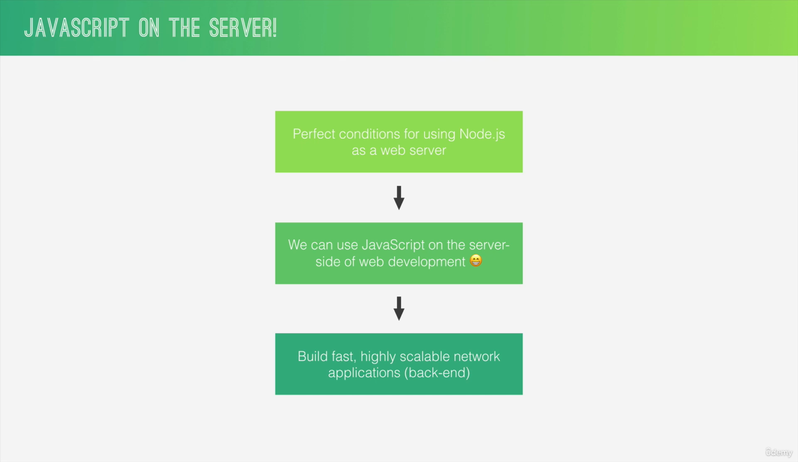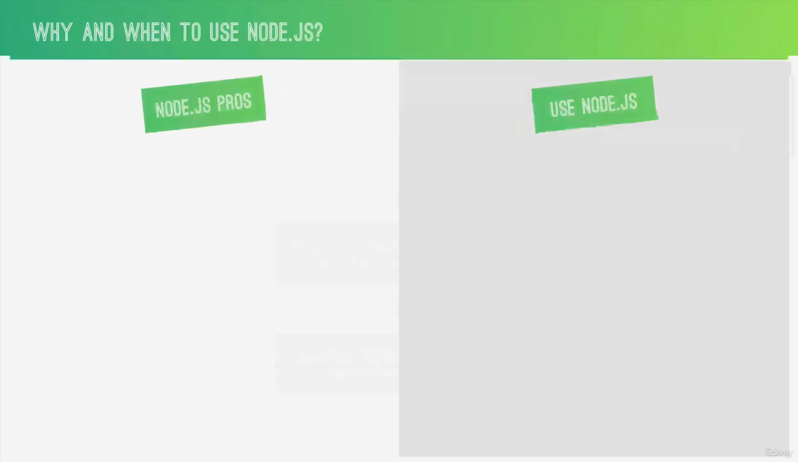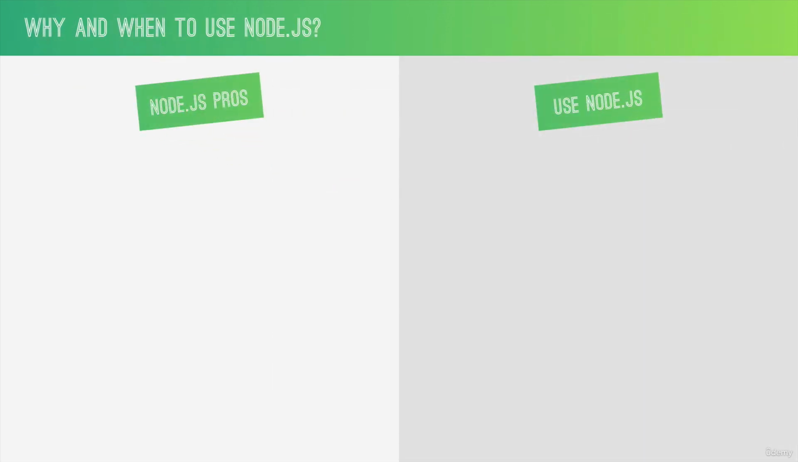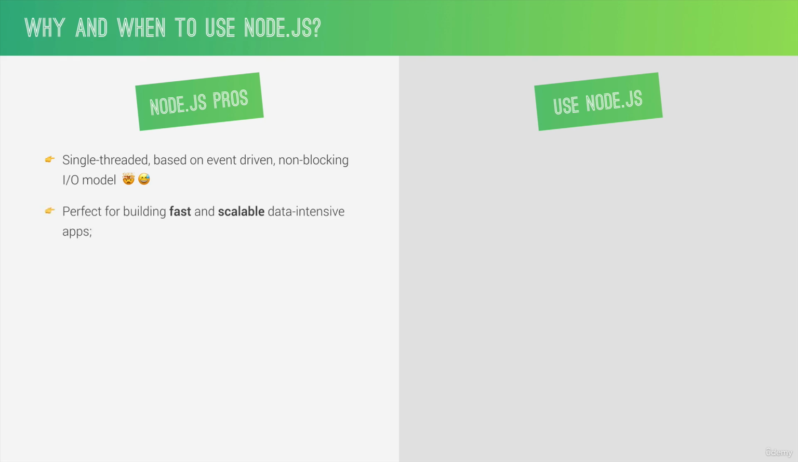So let's now take a look at some use cases for Node and why it's such a great fit for backend development. And the first thing that we need to talk about is the fact that Node applications are so fast and so scalable because Node.js is single-threaded and based on an event-driven, non-blocking I/O model, which makes Node.js very lightweight and efficient. Now, that of course sounds super complicated, I know, but once more, we're going to talk about exactly what all of this means a bit later in the course. But for now, just keep in mind that Node is perfect for building super fast and scalable, data-intensive web applications.